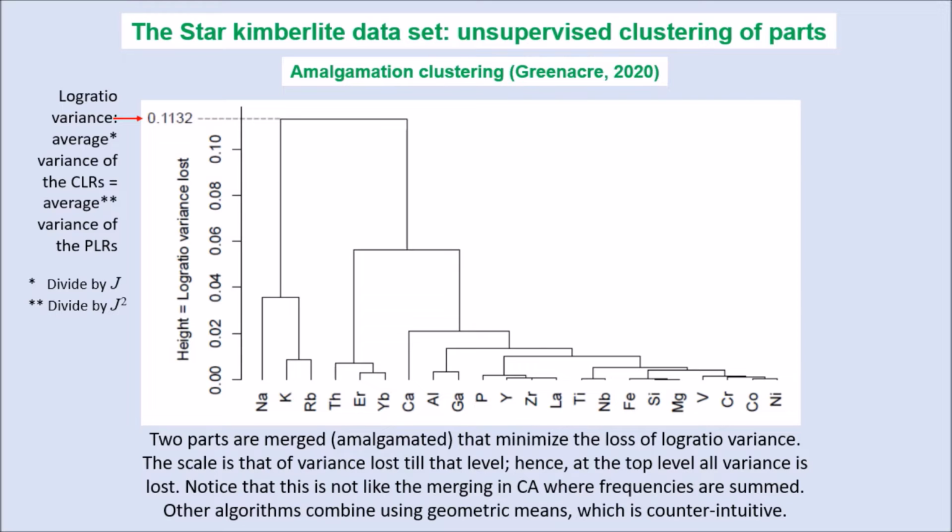When 2 parts merge by summing, some of the log ratio variance is lost. So the algorithm combines 2 parts that reduce the log ratio variance the least. The vertical scale then goes from 0 variance lost to all variance lost. In this case, the total variance at the top is equal to 0.1132.